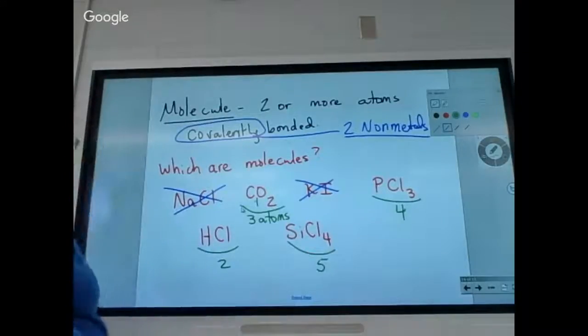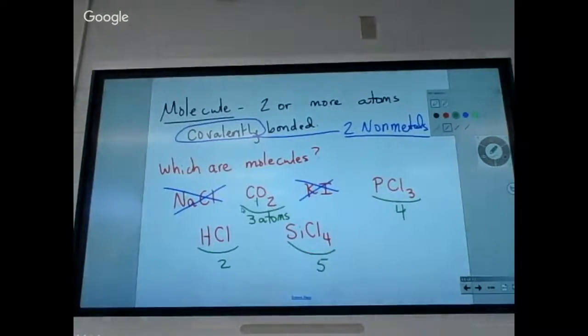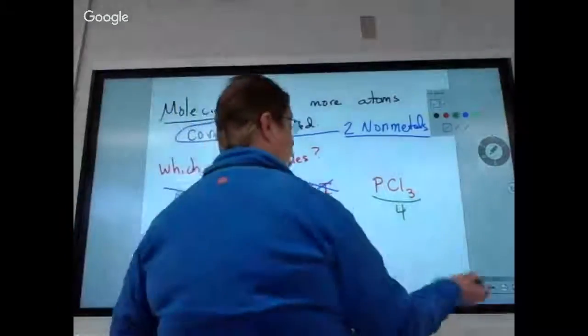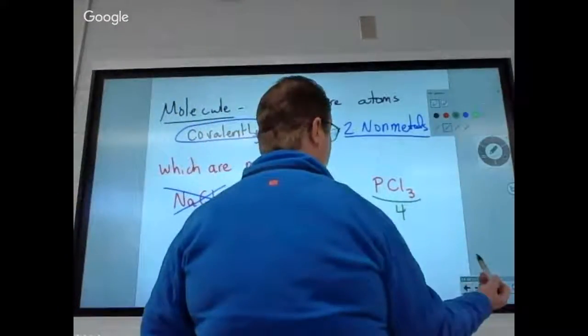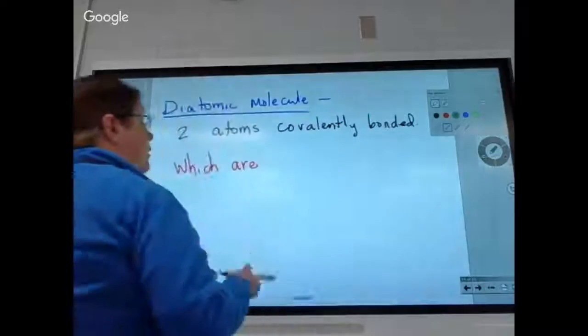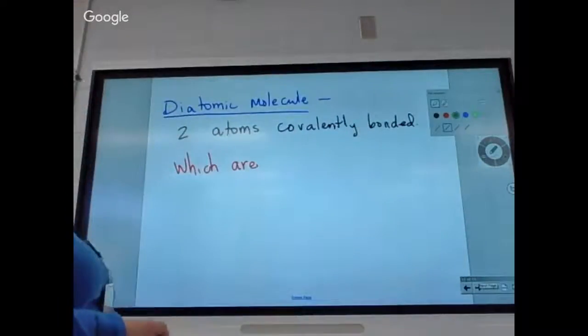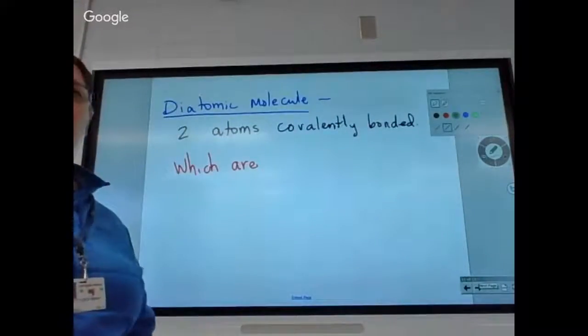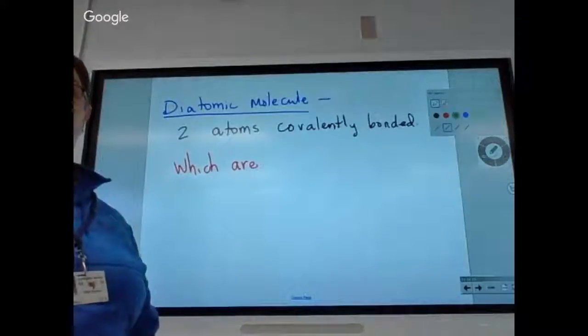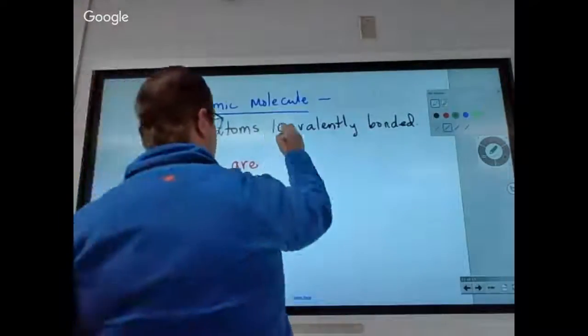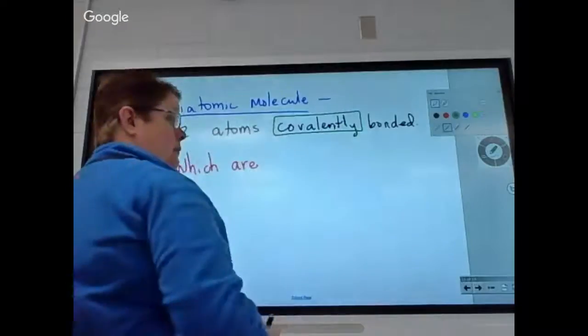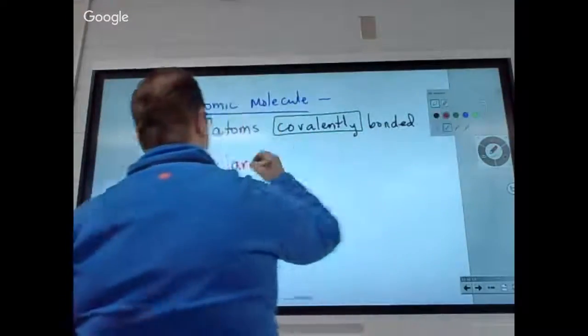Okay. So it's because we have a little 2 at the bottom of the diagram. They're all covalently bonded. The number of atoms is irrelevant. To be diatomic, you can only have how many? 2. And they still have to be what? Covalent.